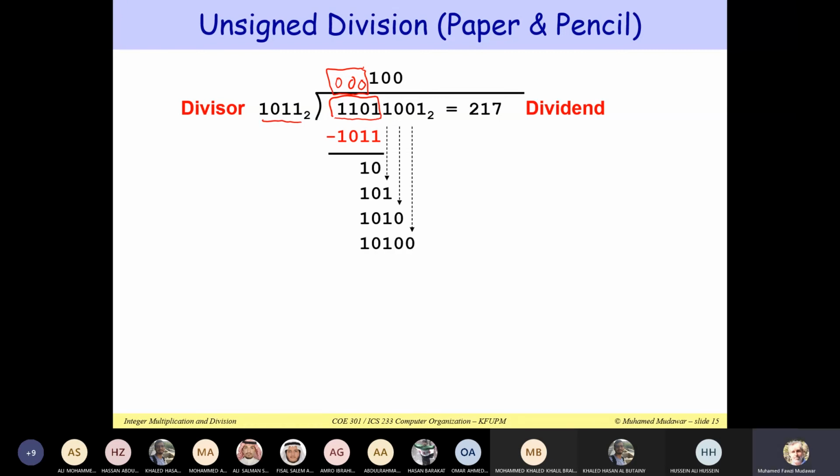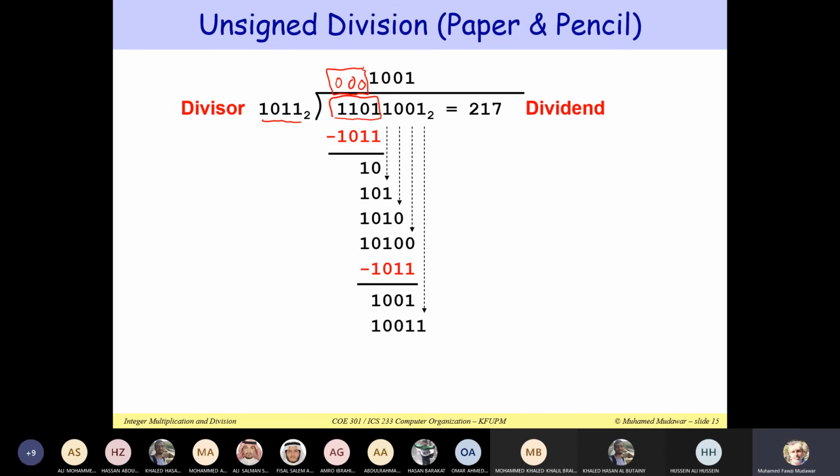We drop the next bit. So this number is what? This is 16 plus 4. It's 20. So 20 is larger than 11, so we put a 1. When you put a 1, you have to subtract. So we say minus the divisor. When you subtract, this is subtracting 20 minus 11. So it's just 9. Of course, you can do the subtraction, the hardware will do it in binary, definitely. But I'm just showing the final result.